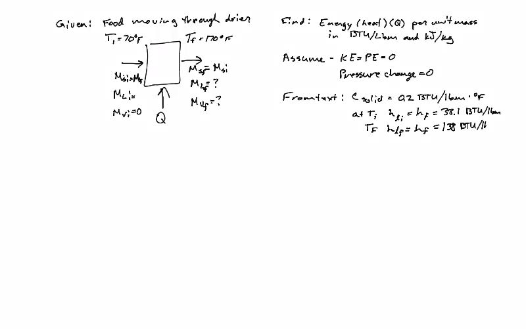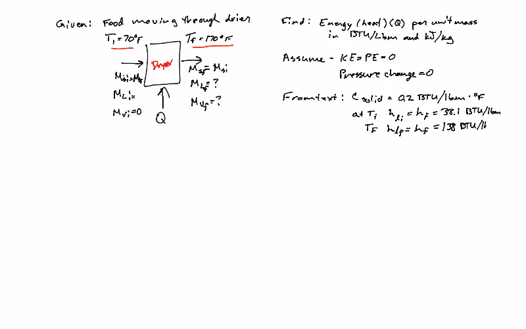Okay, my tablet's giving me a little trouble, so we're going to do this one in two parts. This is problem 7.6, and what we're looking at is food moving through a dryer. Our initial temperature is T1 equals 70 degrees Fahrenheit, and our final temperature is TF equals 170 degrees Fahrenheit. This represents the dryer, so I'll just write that in there.